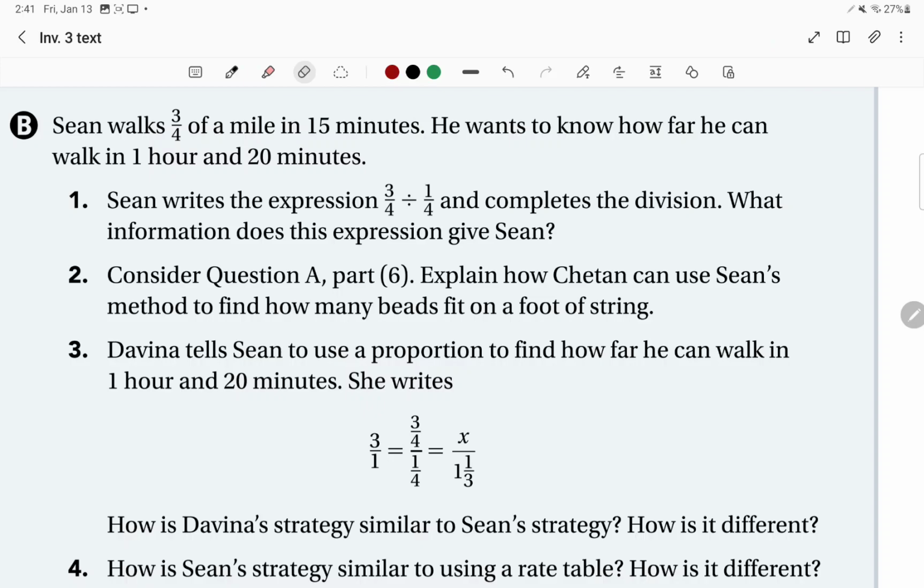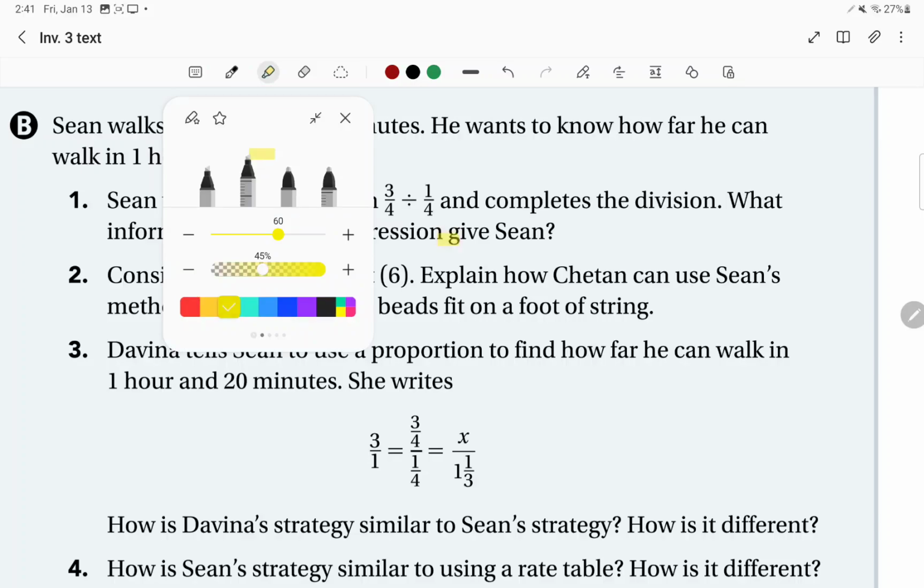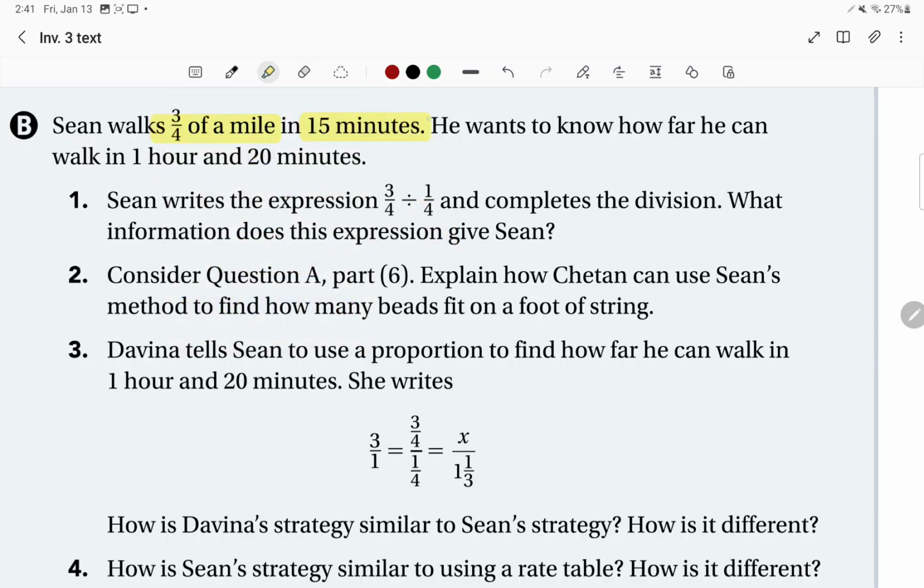Okay, now Sean's walking 3/4 of a mile in 15 minutes. So that's the rate that we're looking at, 3/4 of a mile in 15 minutes. He wants to know how far he can walk in 1 hour and 20 minutes. We can set a proportion, which we will end up doing, but let's look at it a little bit differently. Let's look at some of these things that Sean is doing.